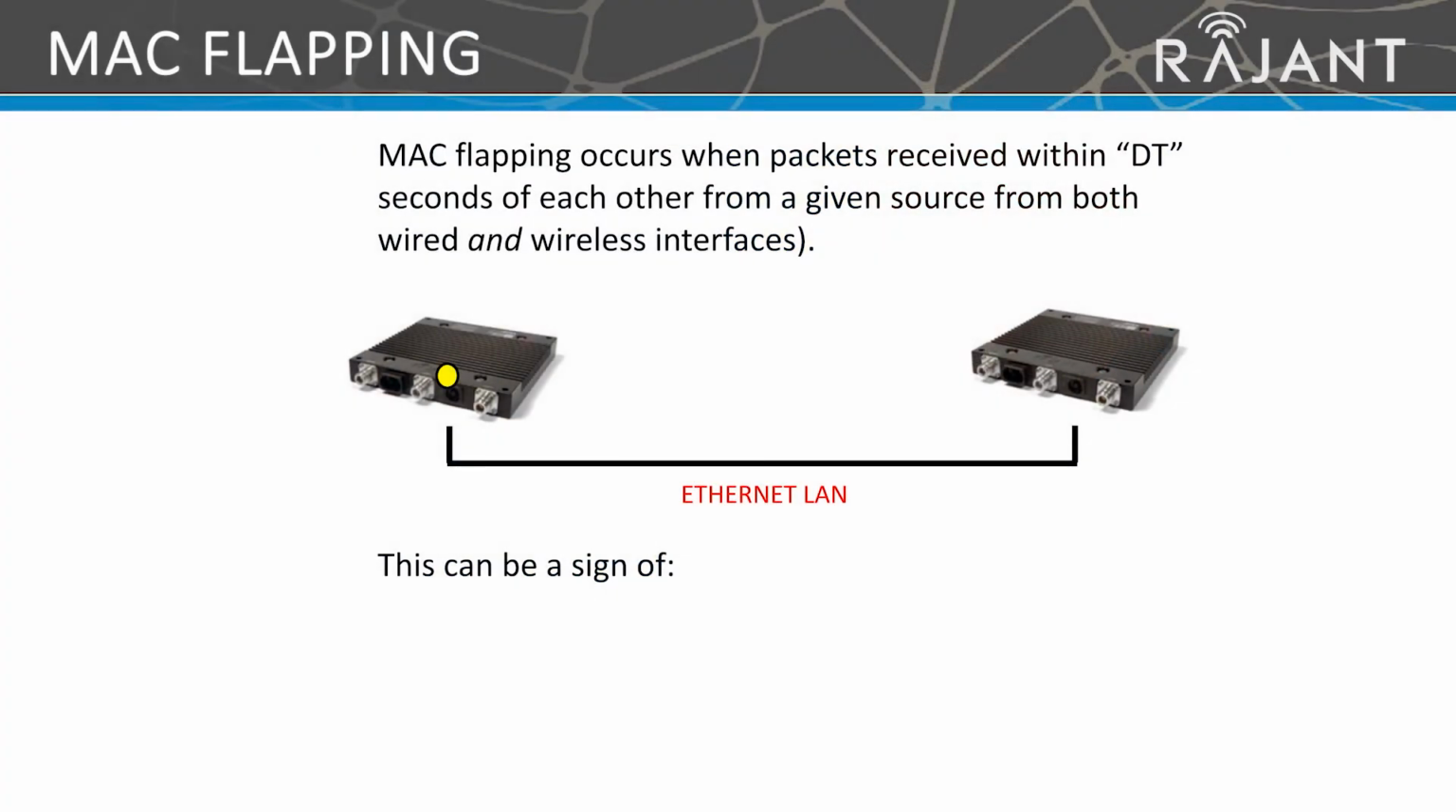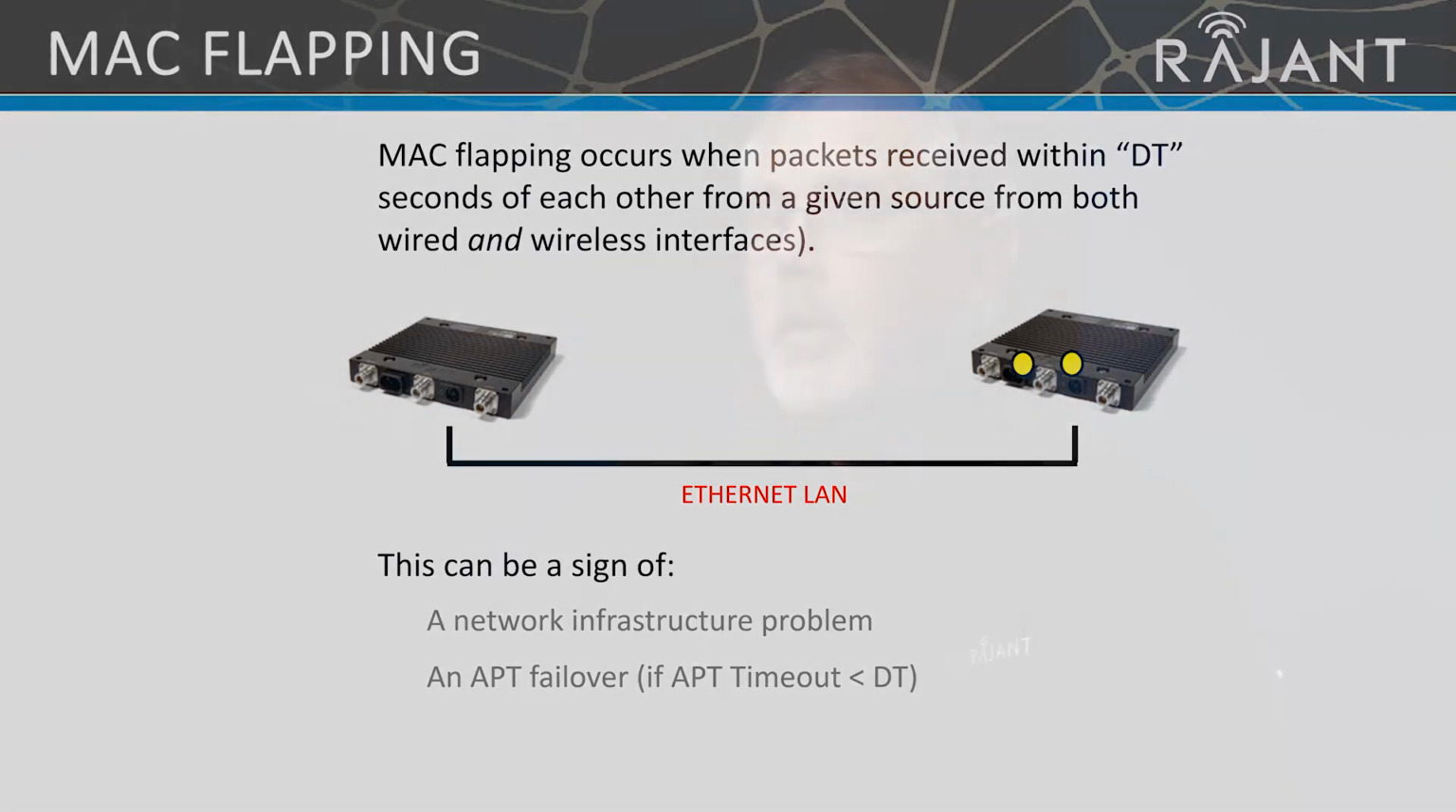MAC flapping or host flapping occurs when two packets with the same MAC address come in to a breadcrumb via both the wired and wireless interfaces as inputs. This is never a normal occurrence. This is always a sign of a network infrastructure problem. The only time that this is allowable is during failover.